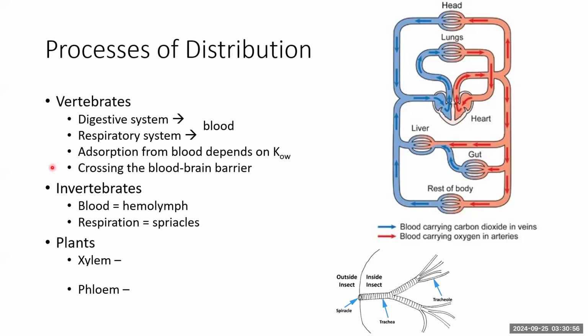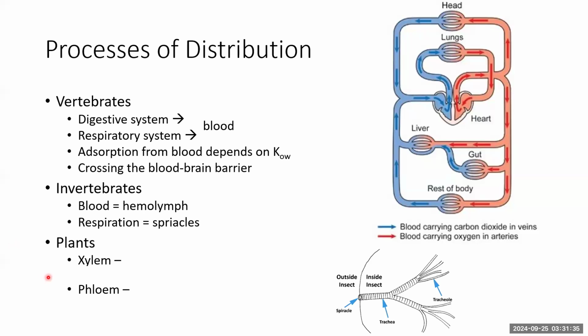Some compounds have the ability to cross the blood-brain barrier even. So once it's in your blood, it can work its way up to your brain if it's of the right chemical constitution. Similarly, in invertebrates, we can think about some of these same concepts. But remember, blood in invertebrates is usually that hemolymph stuff. And especially in insects, we don't exactly have lungs or alveoli, but we usually have the spiracles. Other kinds of invertebrates will have other respiratory systems.